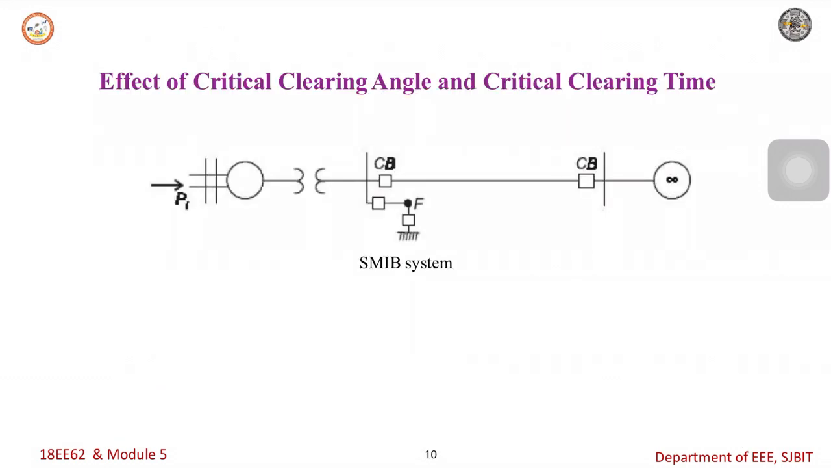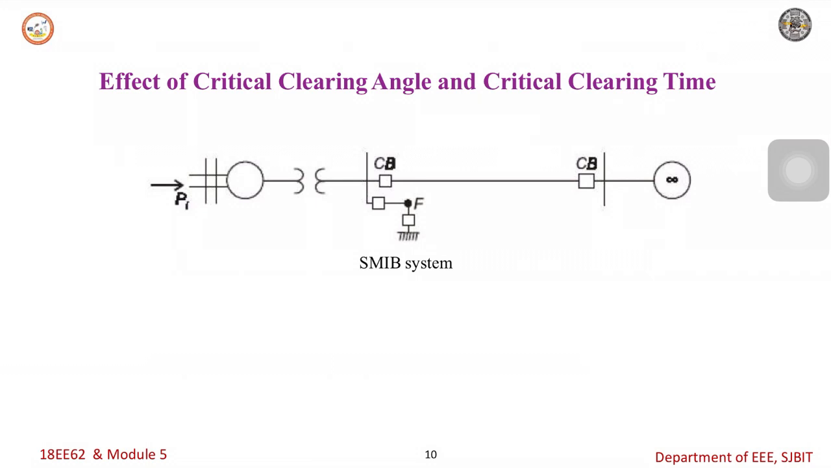Next, we will see the effect of critical clearing angle and critical clearing time. The critical clearing angle is the angle at which the fault is removed and cleared. If a fault occurs in a system, delta begins to increase under the influence of the positive accelerating power, and the system will become unstable if delta becomes very large. There is a critical angle within which the fault must be cleared if the system is to remain stable, and the equal area criterion is to be satisfied for that condition. This angle is known as the critical clearing angle.